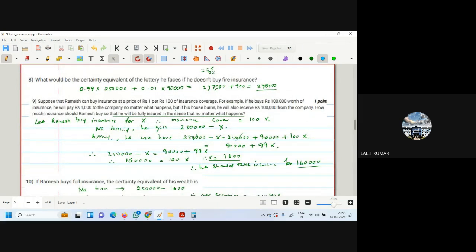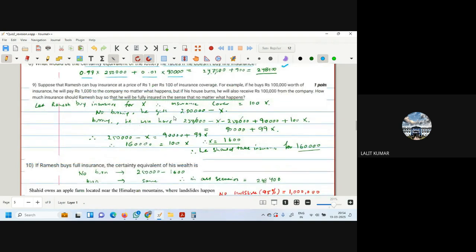What would be the certainty equivalent of the lottery he faces if he does not buy fire insurance? I feel that there is a typo in this question because there is no lottery here. What I could make out is the certainty equivalent of his wealth, that is, the wealth he'll be having in both the scenarios. So it is 0.99 into 2,50,000 plus 0.01 into 90,000, which becomes 2,48,400.